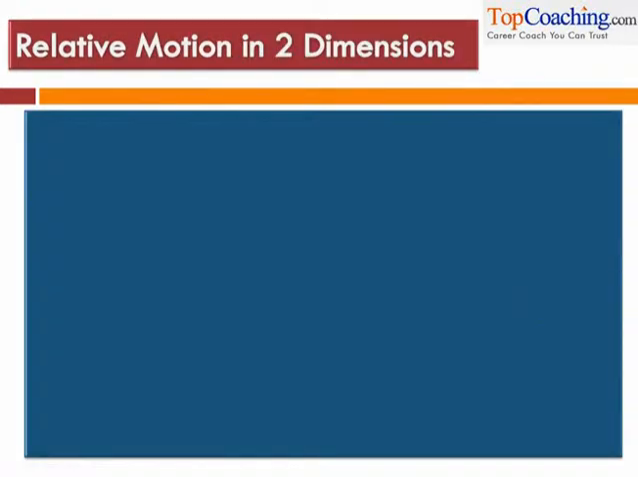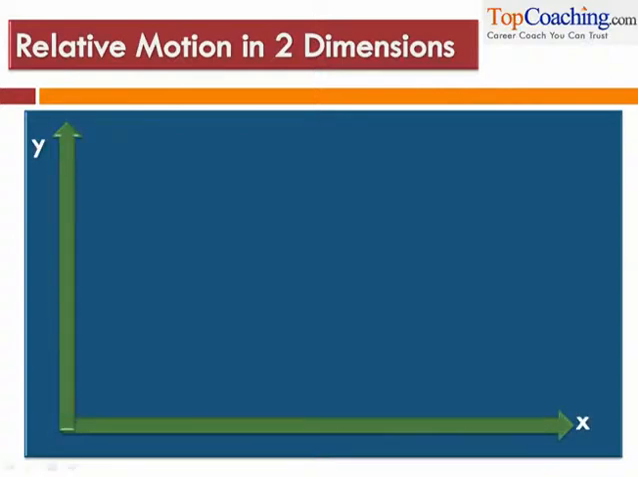So there you go. That was the simple concept of relative acceleration in one dimension. We were talking about straight line motion. What about 2 dimensions? You see, there could be a car moving along the x-axis and there could be another car moving along the y-axis. In that case, what will be the velocity of the car moving along the y-axis with respect to the car moving along the x-axis?